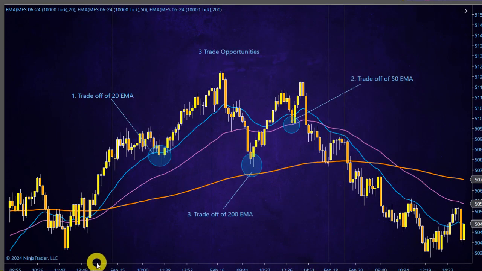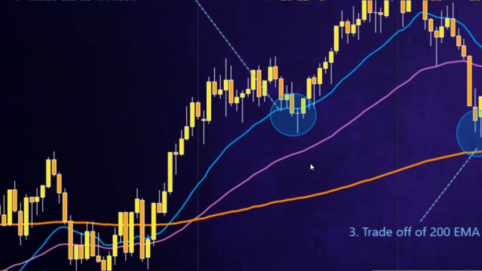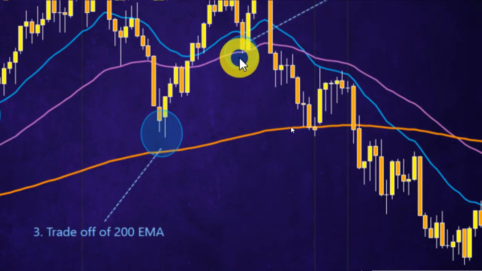All right, these are some perfect examples on a perfect day. When everything is going in the right direction, right here, 10,000 tick chart, you see price pull back to these three areas. You see it pull back to the 20 EMA. We're looking for trend line breaks to go long when it pulls back to the 50 EMA over here.